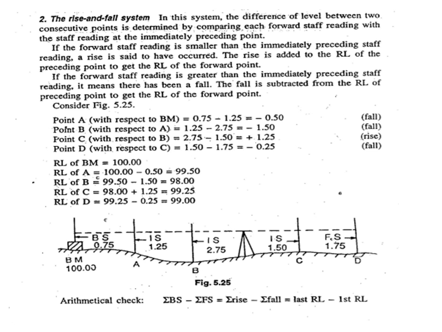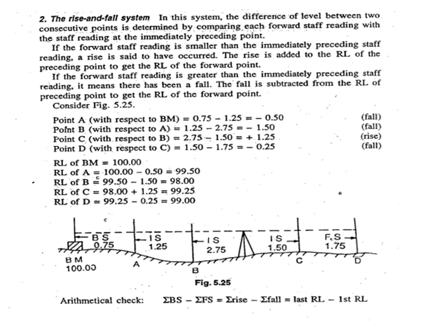We just have to subtract the staff reading at A from the preceding staff reading. At point A, 0.75 is the staff reading taken on the benchmark, and 1.25 is the staff reading on A. In order to calculate whether there is a fall or rise at station A, we have to take the difference between these two staff readings, that is 0.75 minus 1.25, that is minus 0.5.